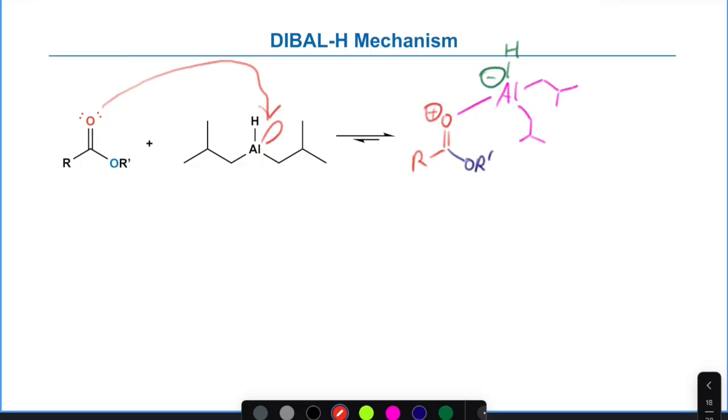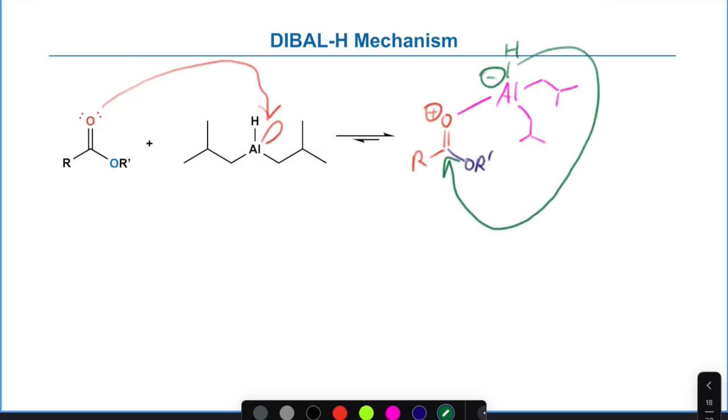So now you've done two things here. One, I've activated my carbonyl. It is now more electrophilic. I've now made this much easier to accept a charge. Two, I have activated my aluminum. It's now anionic. Now it's a nucleophile. Now it's a hydride equivalent, right? So now I can take this hydride and use it as a nucleophile.